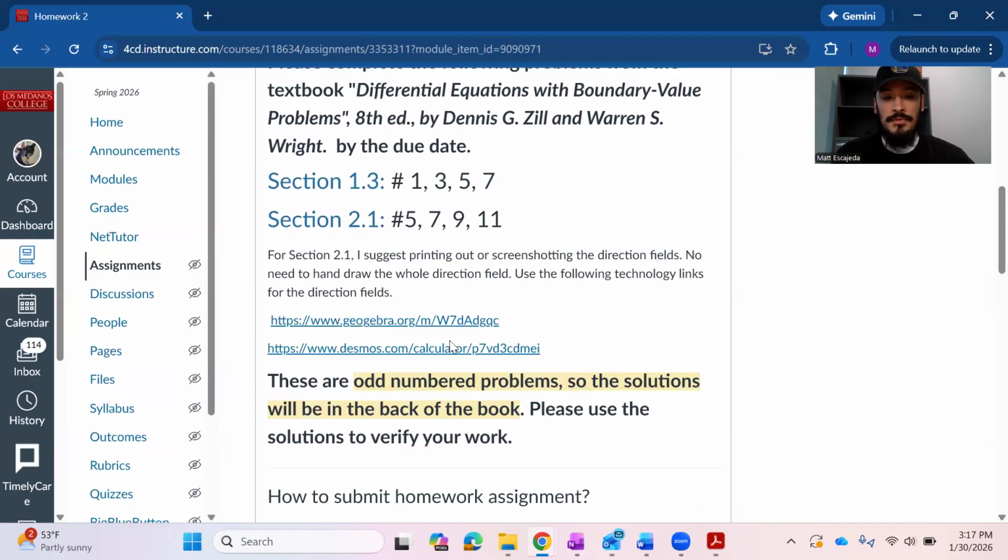I also provided the slope field application links here, GeoGebra and Desmos. Make sure to use one of them or both of them, whichever you feel more comfortable with. I always like GeoGebra better. I feel like it's more designed towards the slope field, but whatever you feel comfortable with. Use these for the homework.